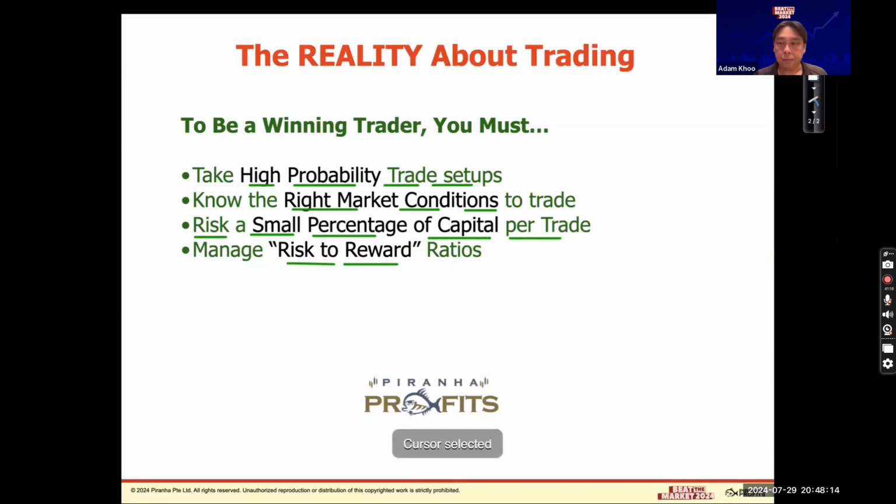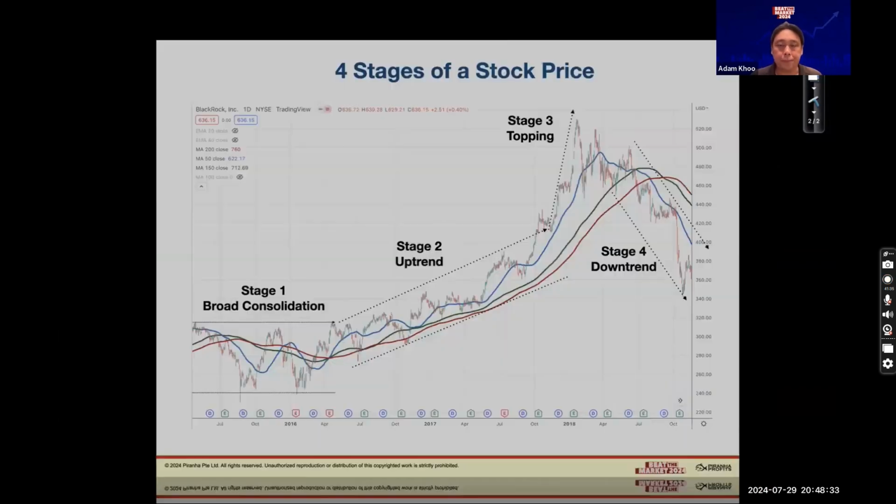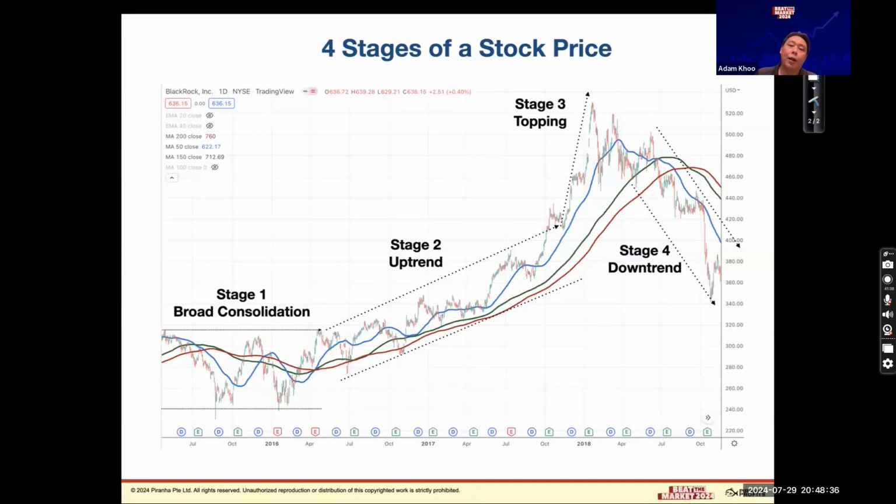Okay. So let's now learn how to identify high probability trades and how to assess the market condition. Like, is the market condition right to use this strategy? Or is the condition not right to use this strategy, right? So let's take a look at the next slide. Understand that whatever stock you look at, every stock will go through 4 stages in the market, 4 stages. And let me explain each stage.